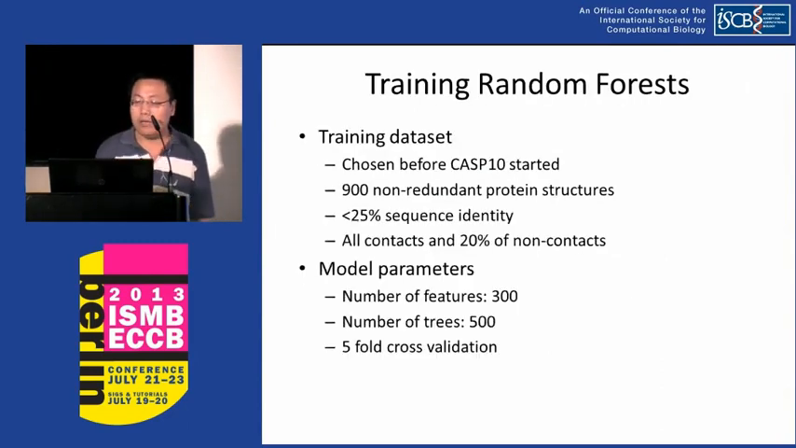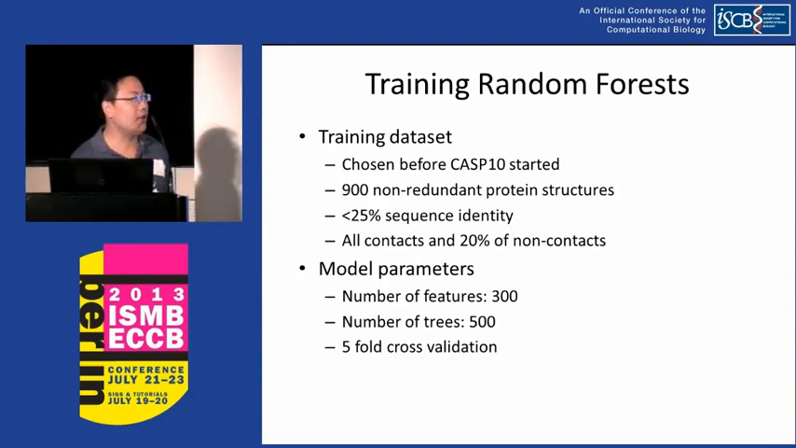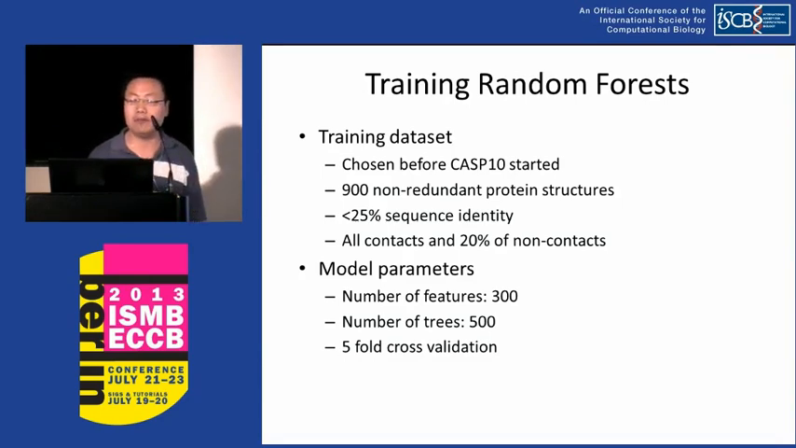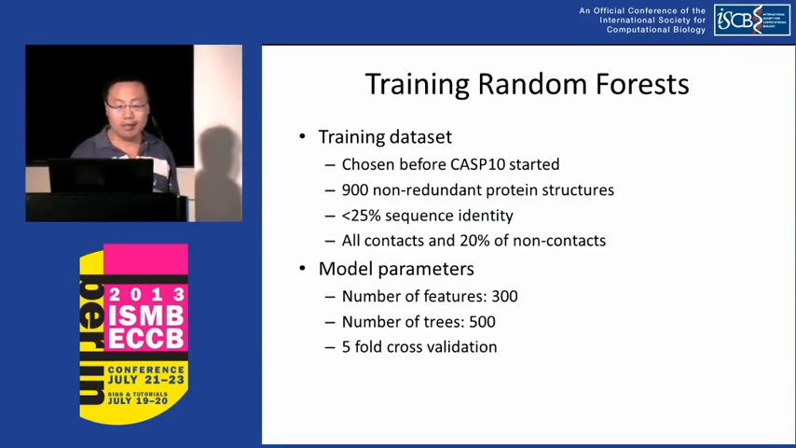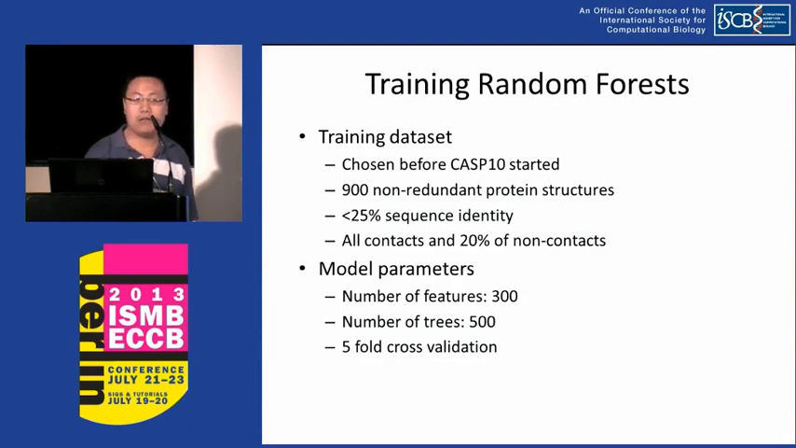Finally, we train our random forest using a data set chosen before CASP10 started. In total, we use about 900 non-redundant protein structures, any two of which share less than 25% sequence identity. We use all the contacts in these training proteins and about 20% of the non-contact pairs. Our model has about 300 features, and we use 500 trees to build the random forest. We do 5-fold cross-validation to make sure there's no overfitting.